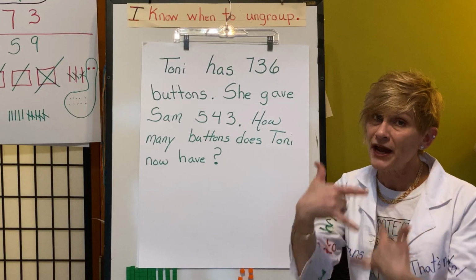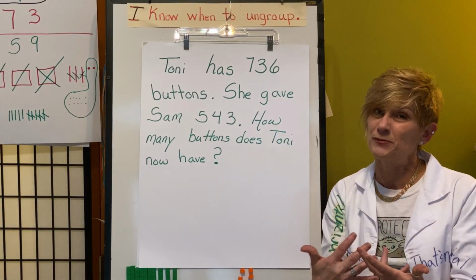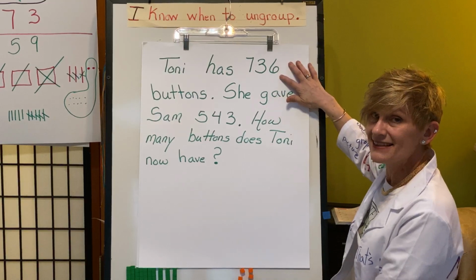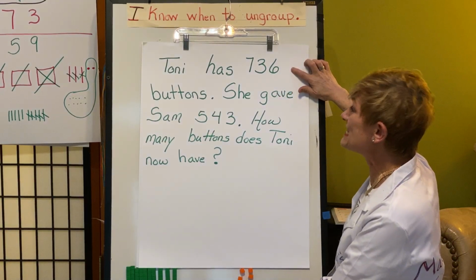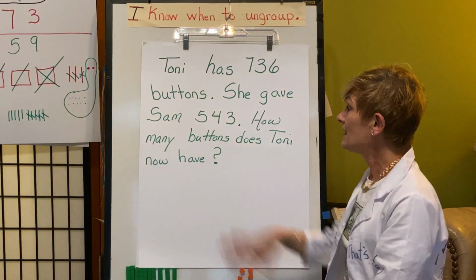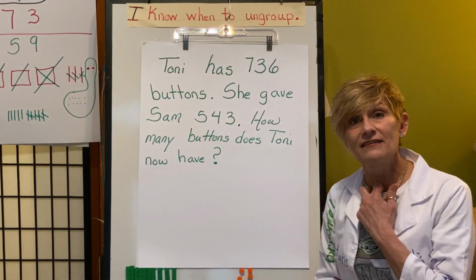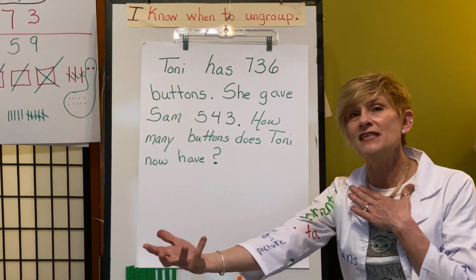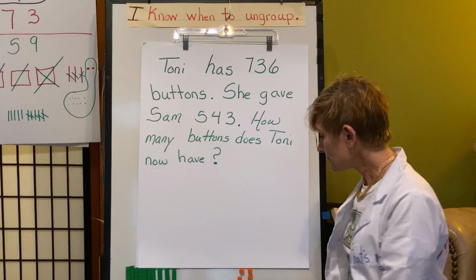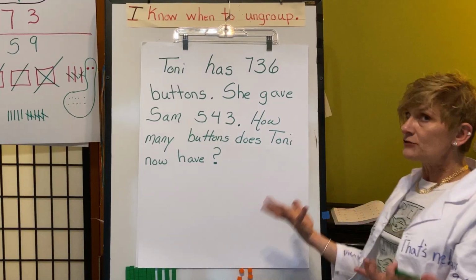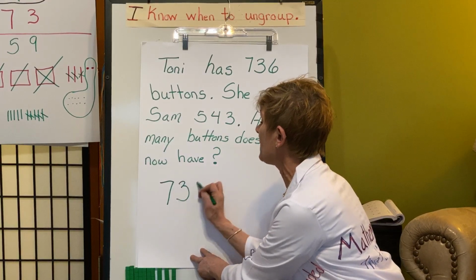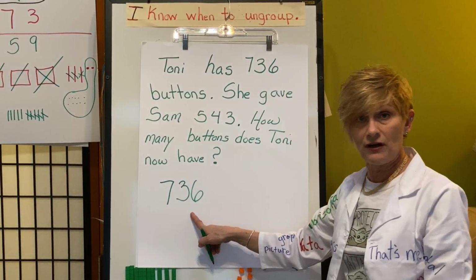Now the situation equation's pretty comfortable, isn't it? Tony has 736 buttons, and she gave Sam 543. If she gave some away, is she adding or is she subtracting? She is subtracting.